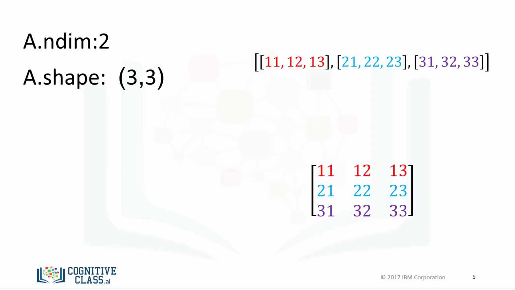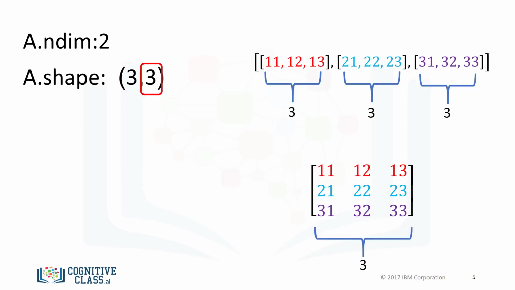It's helpful to use the rectangular representation as well. The first element in the tuple corresponds to the number of nested lists contained in the original list, or the number of rows in the rectangular representation, in this case 3. The second element corresponds to the size of each of the nested lists, or the number of columns in the rectangular array. The convention is to label this axis 0, and this axis 1 as follows.